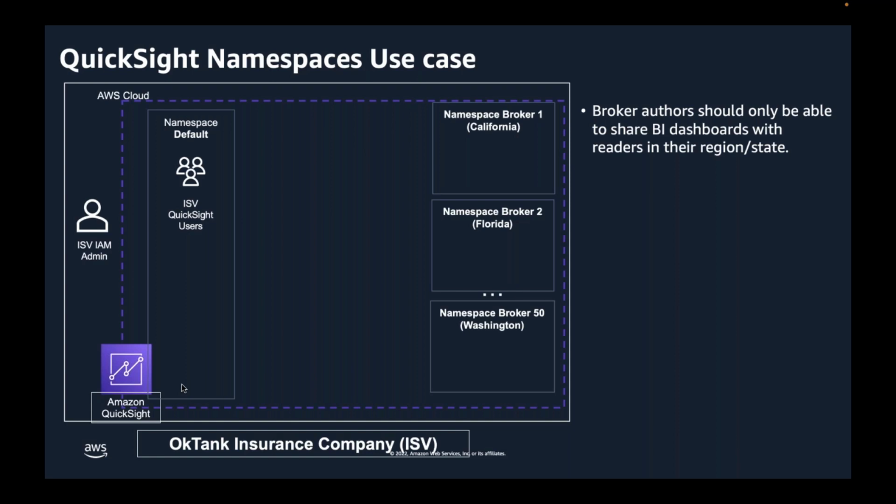They create namespaces for all 50 states in the United States, right? And then each broker has authors and readers within their own state. So they provision these authors and readers within the namespace. Now, broker one authors will not be able to share accidentally or intentionally anything with broker two readers or authors. And it's not just share, they have no idea about the presence of other namespaces. So they're strictly contained or isolated within their own namespace boundary.